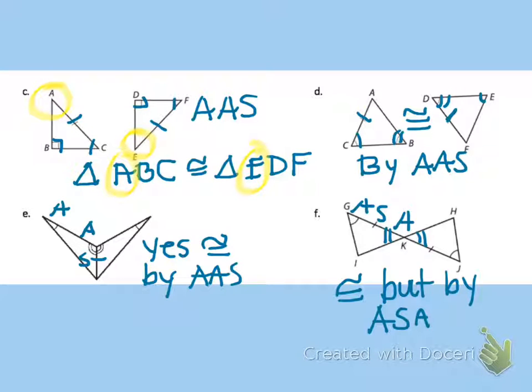All right, so thanks for giving those a try. Now E, with that shared side in the middle, that's congruent to itself by reflexive, we have enough information to use the angle side. But in that F, see, this is a little tricky because these actually are congruent, but the question asks you to tell if they're congruent by angle side.